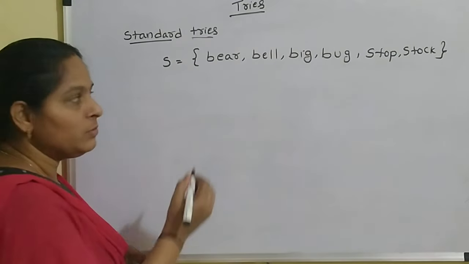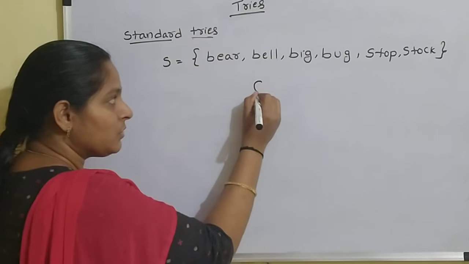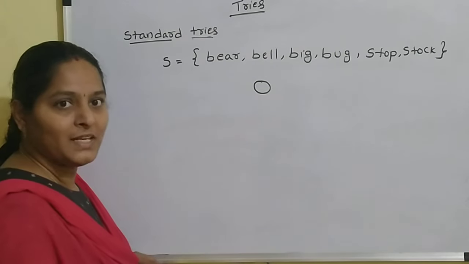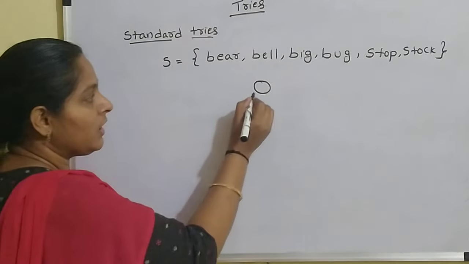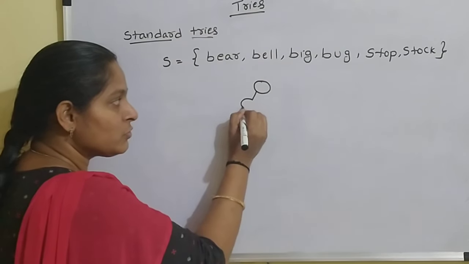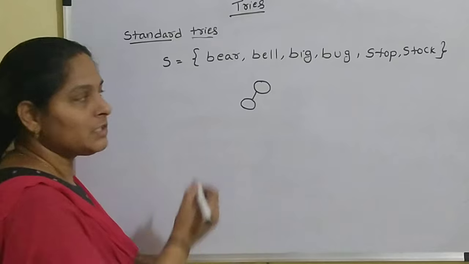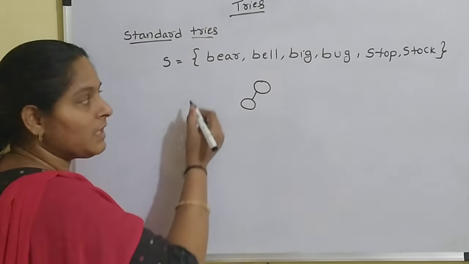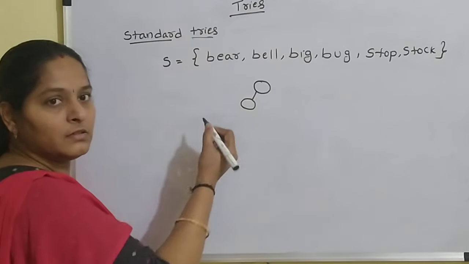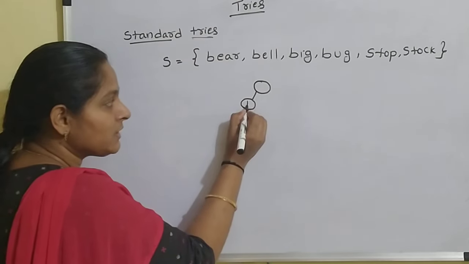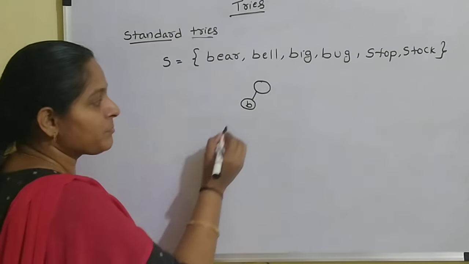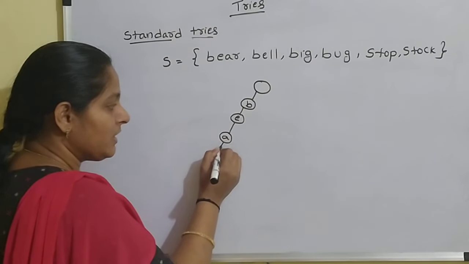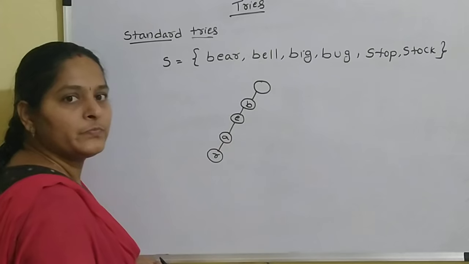Just now I told you, initially the root node doesn't have any alphabet. We should not store anything inside the root node. From the next level onwards, we need to store the alphabets of the strings. The first string in the set is bear. Let us see how to store that string in the trie. The first character we store in the first node, B, then E, then A, then R.